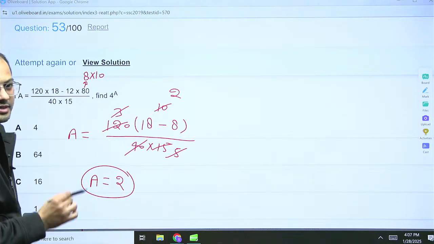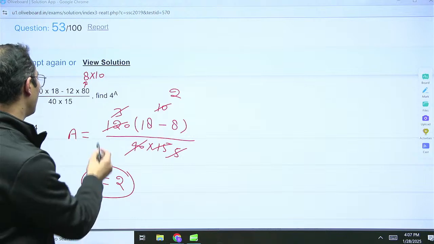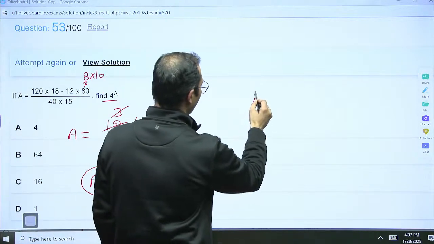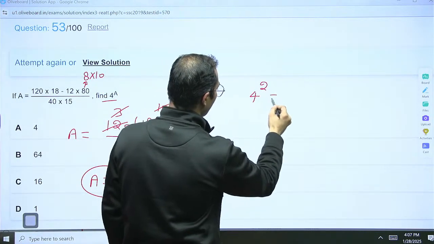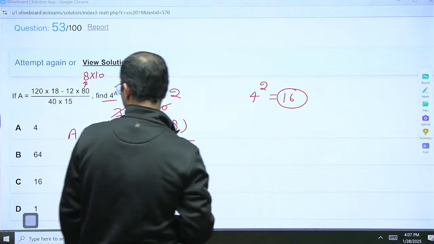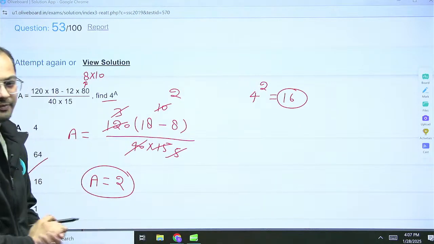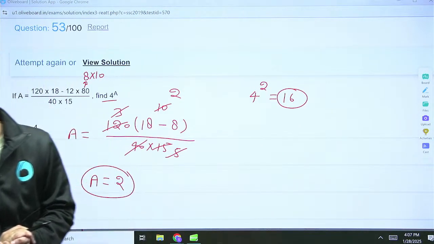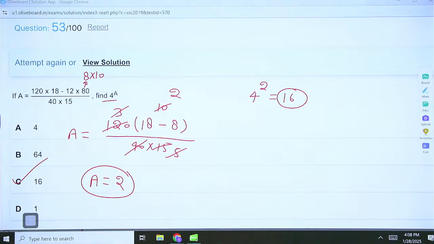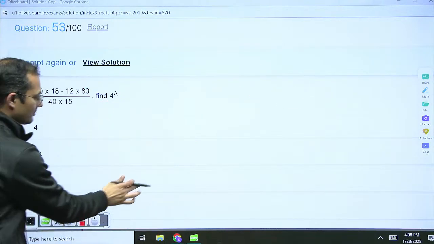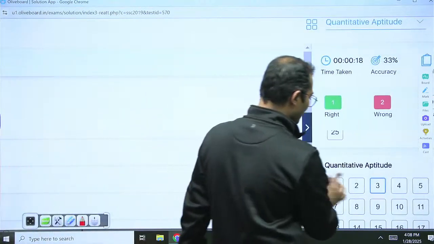A is equal to 2, so we have to calculate the value of 4 to the power A. 4 to the power A means 4 to the power 2, so 16 is the right answer. C part is the right answer. So let's move to the next question.